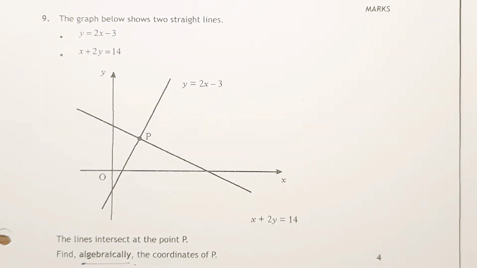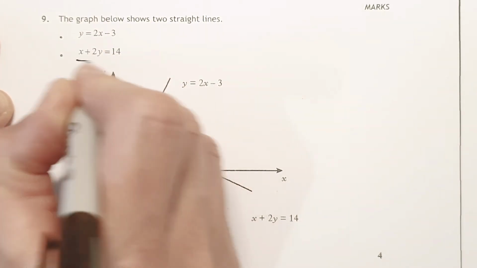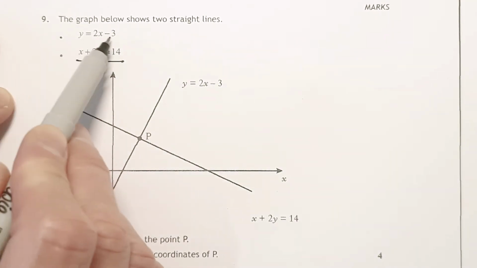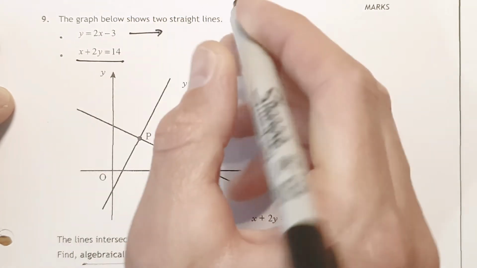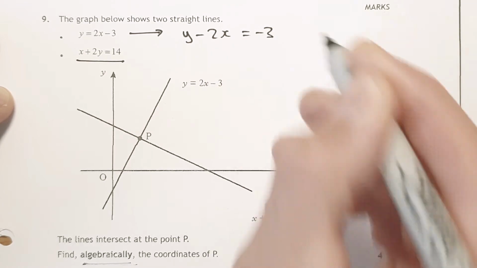Now normally when you use simultaneous equations, you've got your x and your y on the same side of the equation, like this one here. We've got x plus 2y equals 14. But the first equation isn't like that. So what I'm going to do is subtract 2x from both sides. So that equation is going to be y minus 2x equals negative 3.